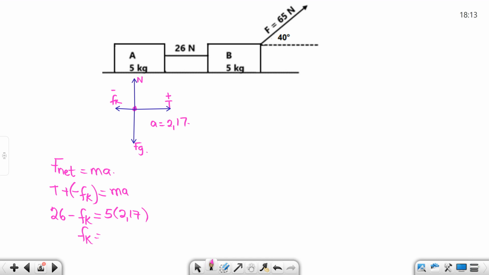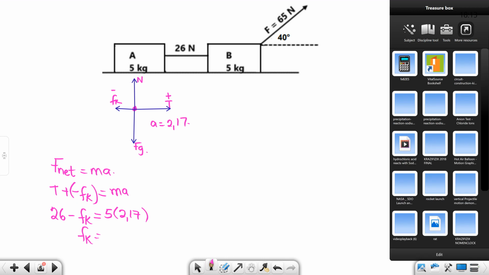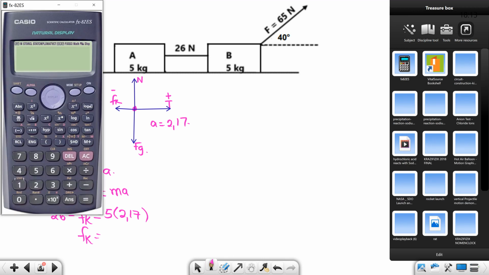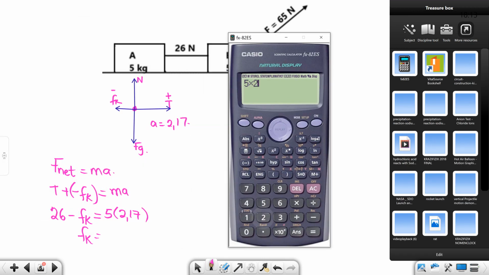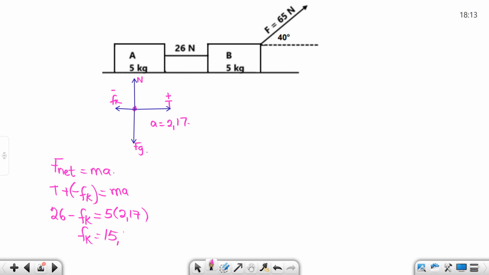Give me an answer. 5 times 2,17, and then we move the 26 over. Let's check quickly. 5 times 2,17 equals to that. And then we move the 26 over, minus 26 would give us what? Negative 15,15. So negative would divide each other. We have what? 15,15 newtons. We're done there.